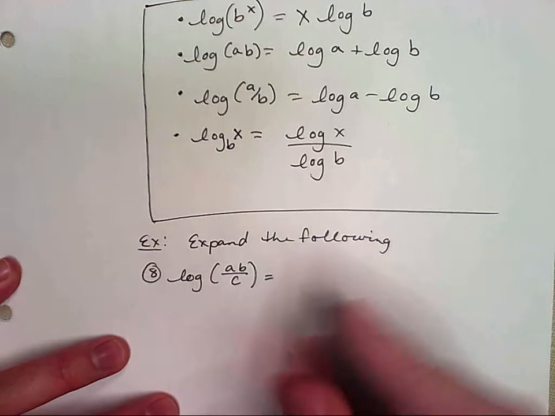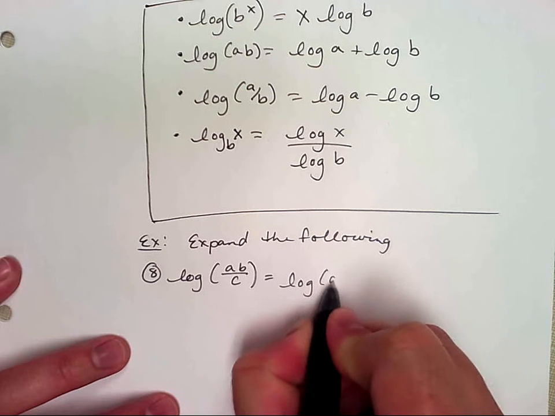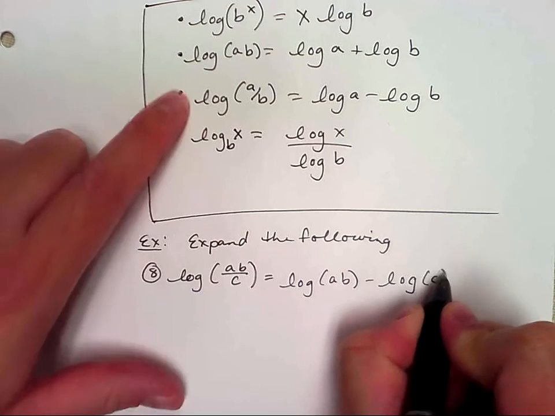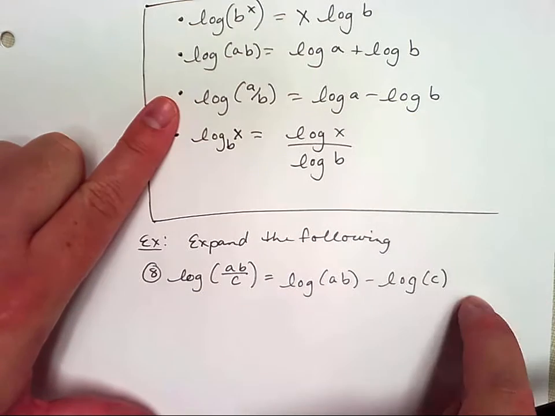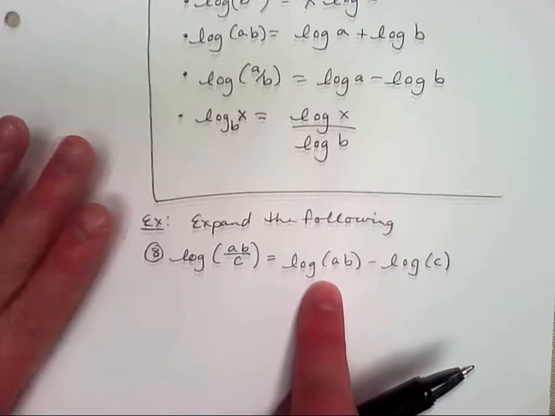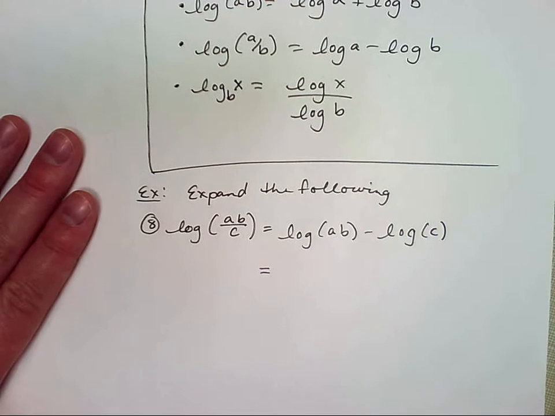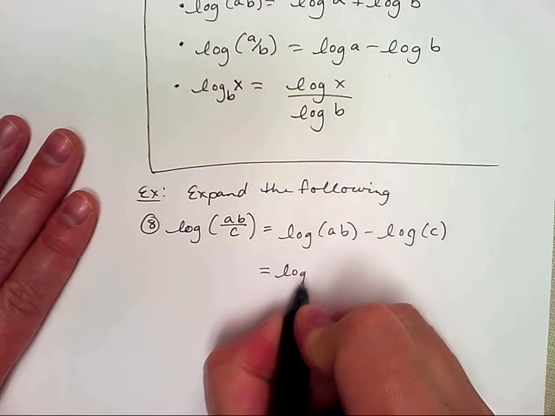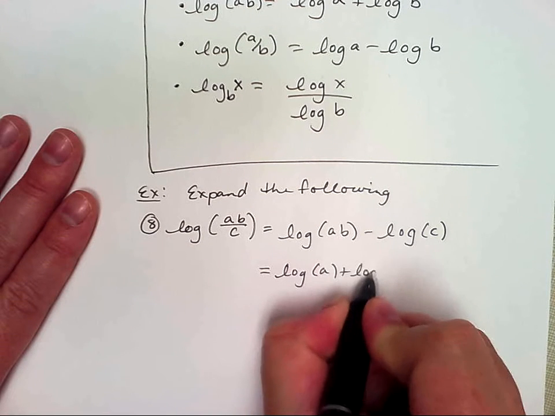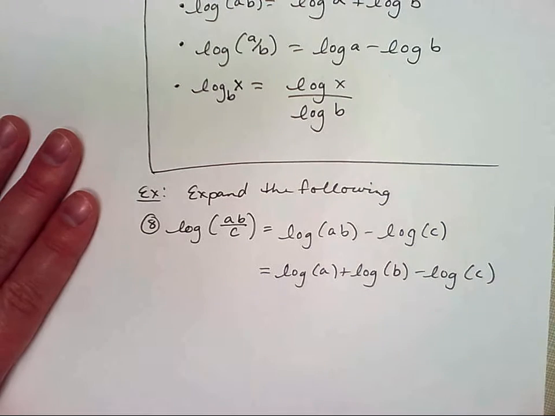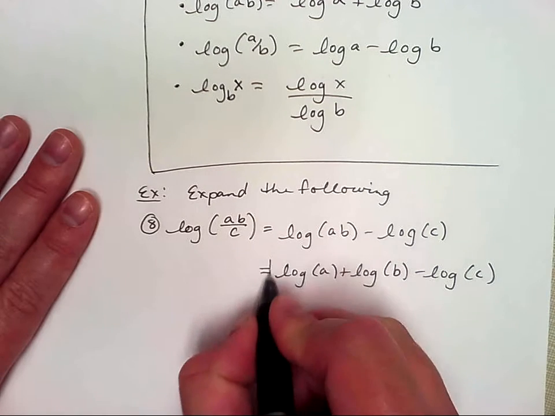Log AB minus log C. So you're using the division property. I like that. Who can help me split up log AB? Log A plus log B. Good. Log A plus log B. Can I expand it any more? No, so we're good.